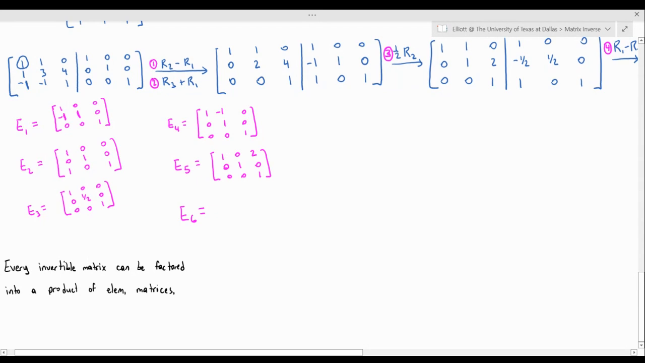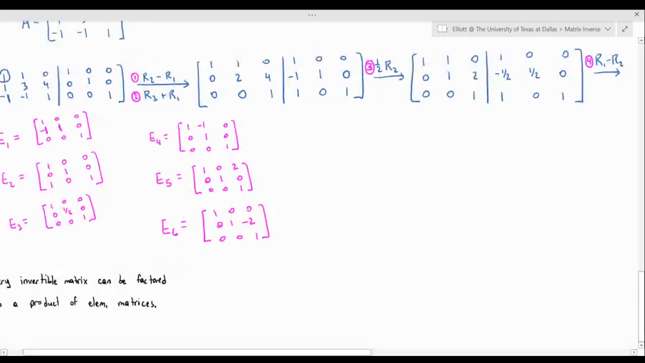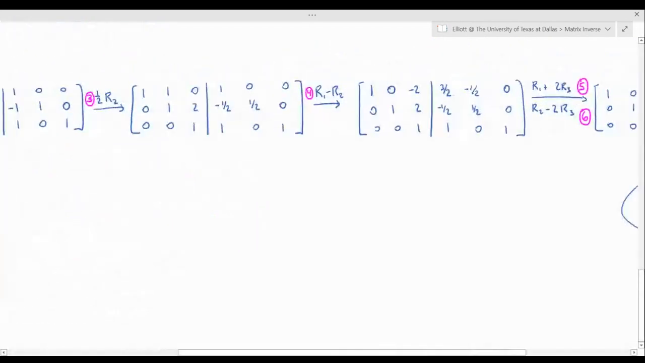And then row 2 minus 2 row 3, that was the last row operation. So row 2 minus 2 row 3 gives us a -2 in the 2,3 position. Okay, so these are the elementary matrices that correspond to each of the row operations that we performed.